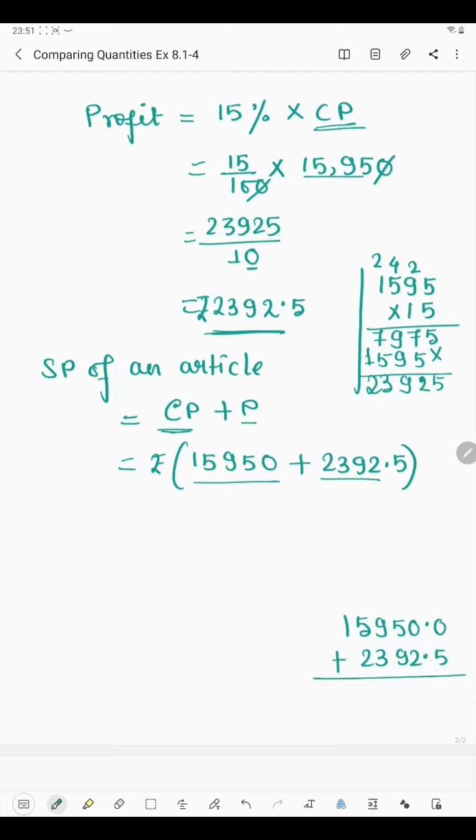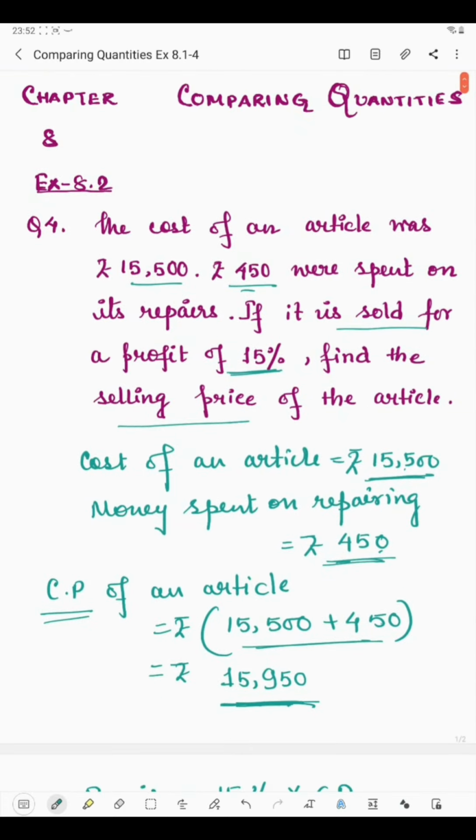2392.5. Now if you add this, 5 plus 0 is 5, 2 plus 0 is 2, 9 plus 5 is 14, 1 carry, 9 plus 3 is 12, 12 plus 1 is 13, 1 carry, 5 plus 2 is 7, 7 plus 1 is 8, then 1. So it will be 18342.50. So this was the selling price of an article. Okay, 18,342.50. Okay, so this was all about question number 4. Thank you, students.